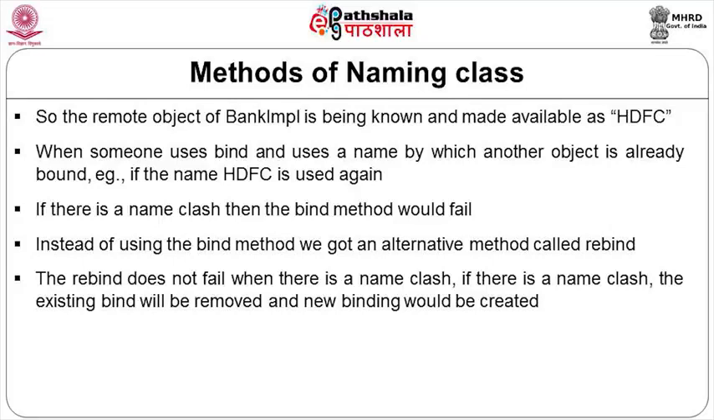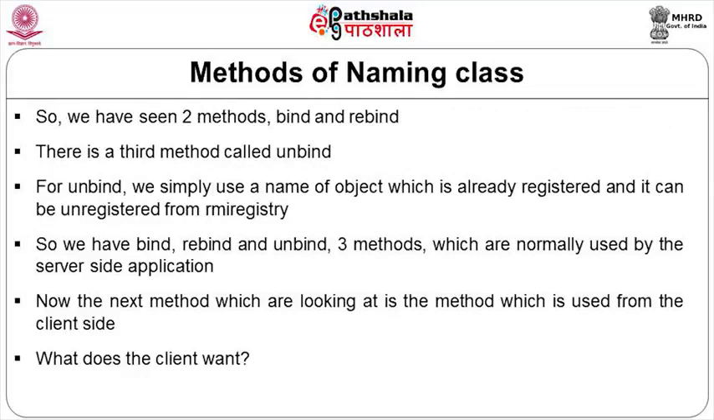Fine. So two methods we have seen: the bind method and the method called rebind. There's a third method called unbind. With unbind, you simply give the name which you have used, so some object which was already registered by a particular name can then be unregistered from the RMI registry. So you have bind, rebind, unbind, three methods which are normally used by the server side application.